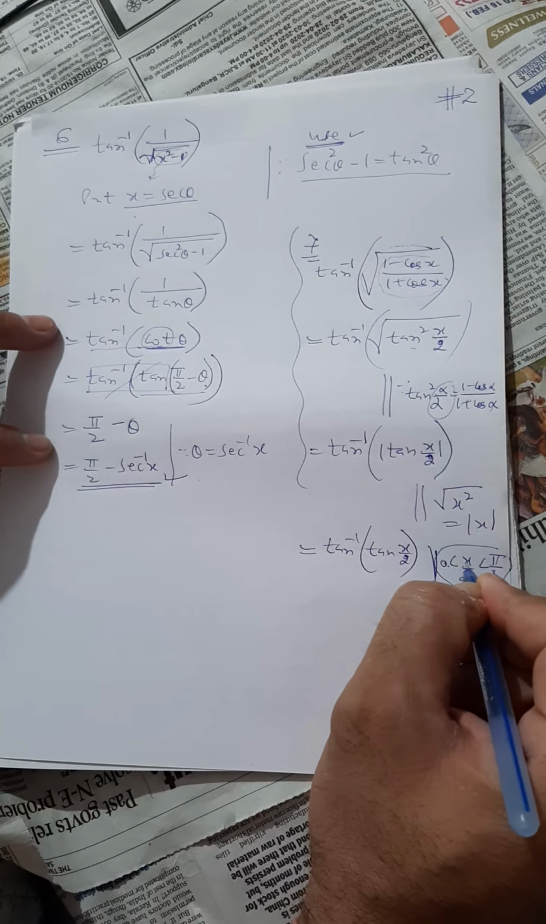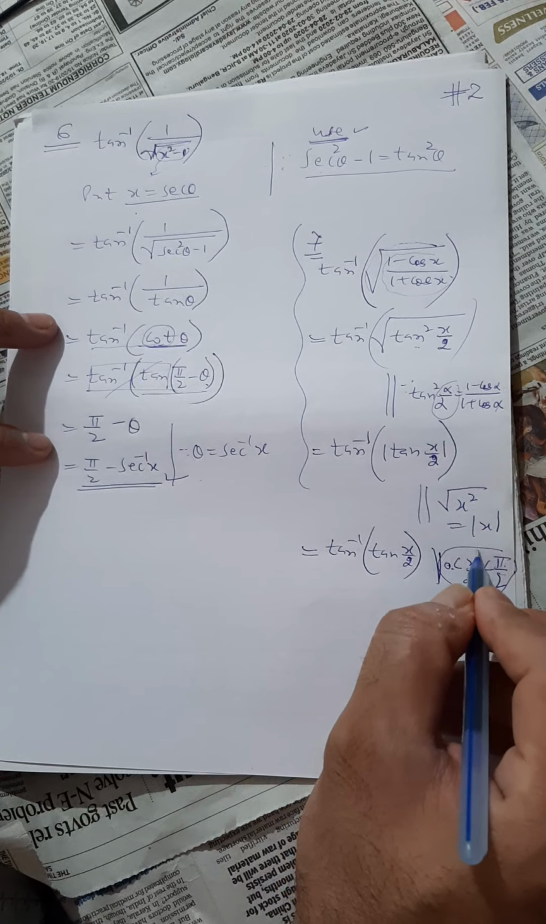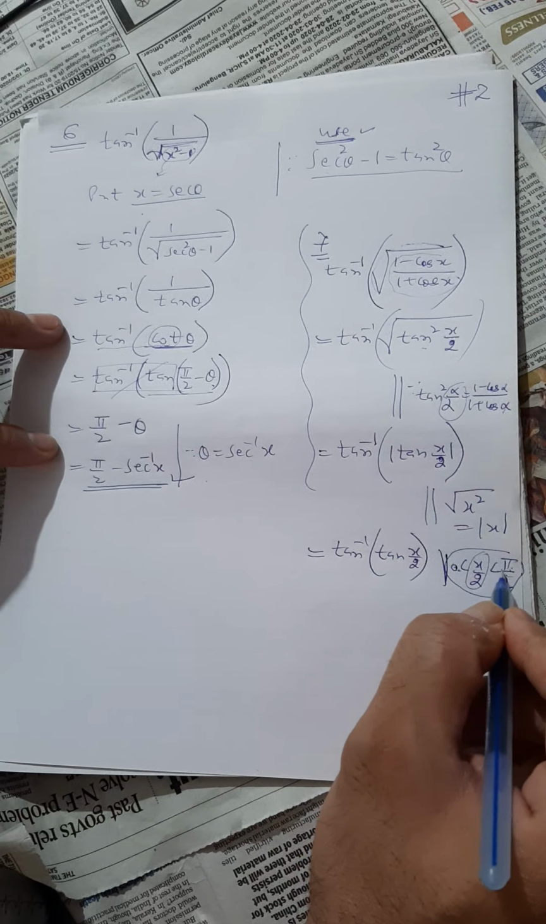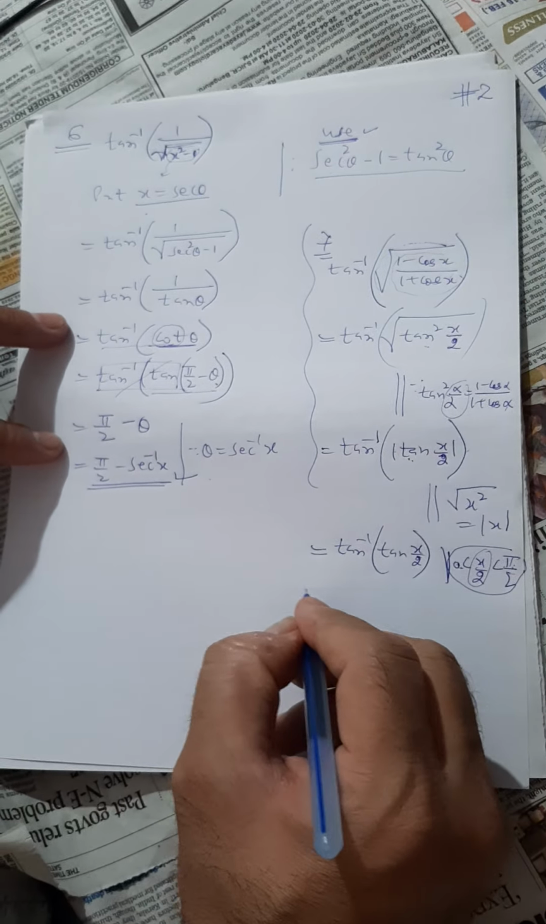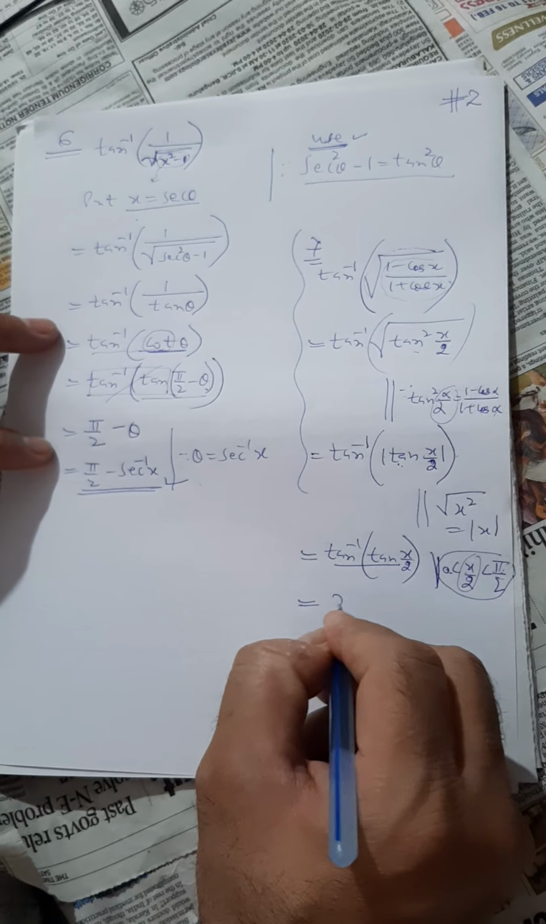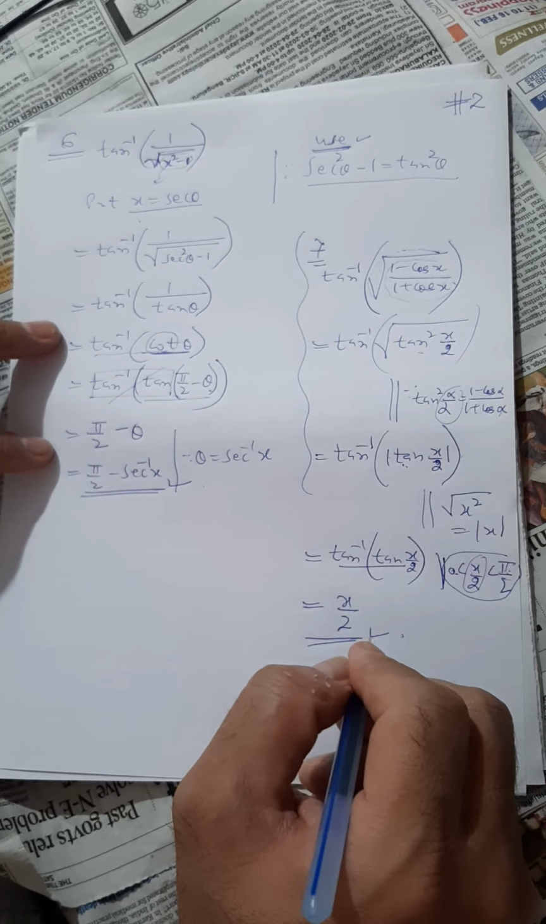You are given 0 to pi, and dividing by 2, x by 2 is in 0 to pi by 2, which is the first quadrant. And in the first quadrant tan is positive, so it is free from modulus. Now this will get cancelled, so x by 2 is your answer here. That's the simplified form.